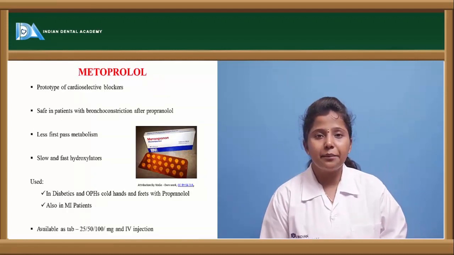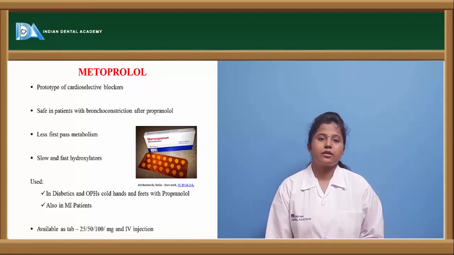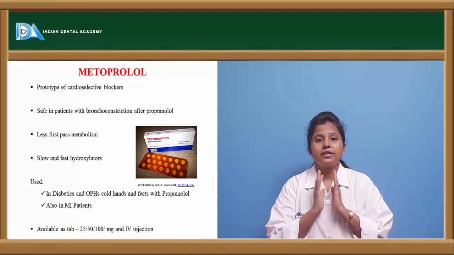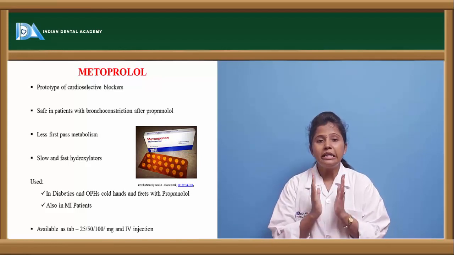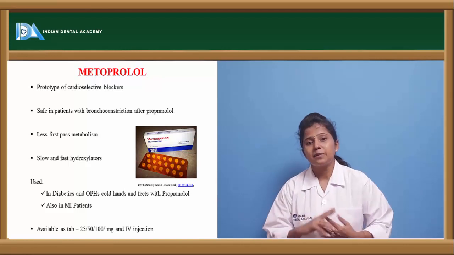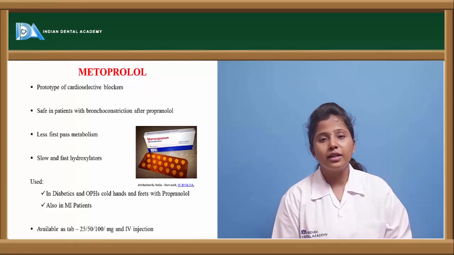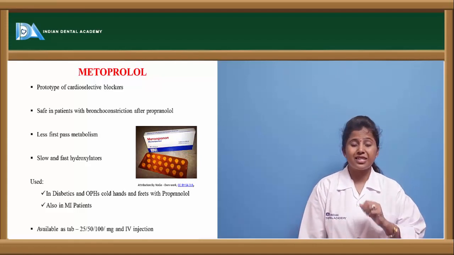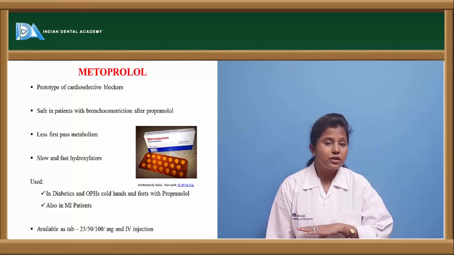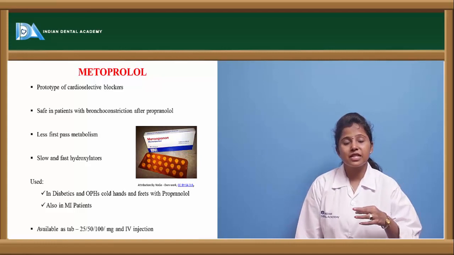The other drug is metoprolol. So metoprolol is a cardioselective drug. What we can say is, it is cardioselective in the sense that it shows greater affinity towards the beta receptors which are present in the cardiac system, and it is also safer to give in patients who are suffering with bronchoconstriction. In the sense, metoprolol can be recommended in asthma because it does not cause bronchoconstriction, and it has less first pass metabolism.